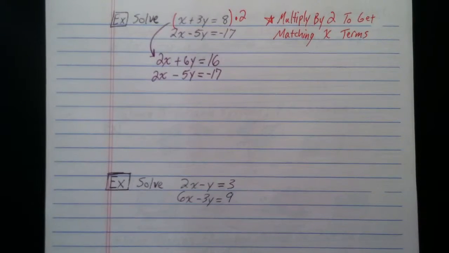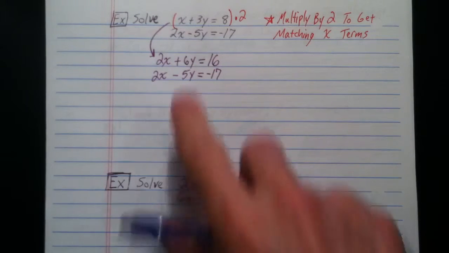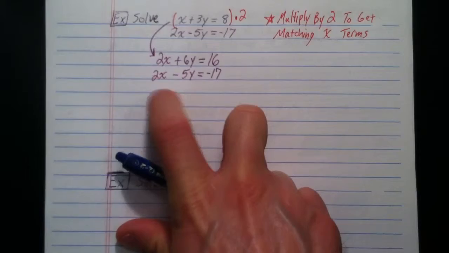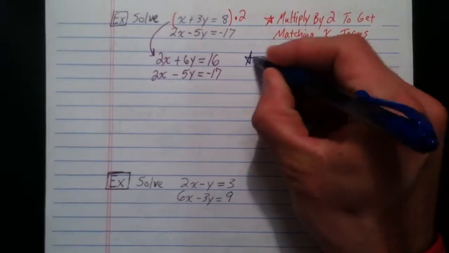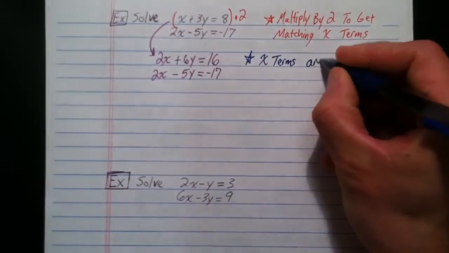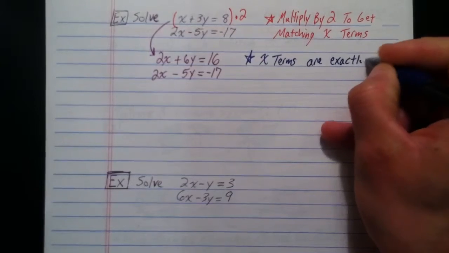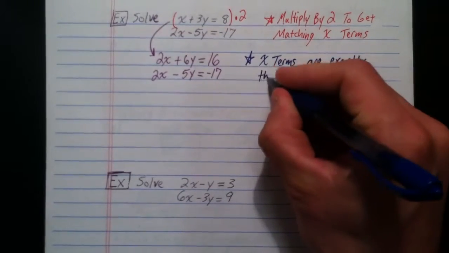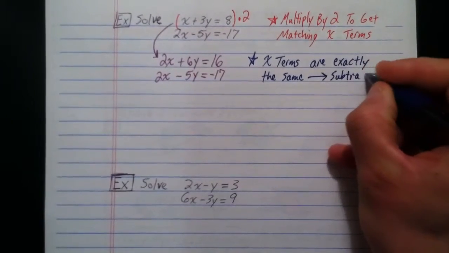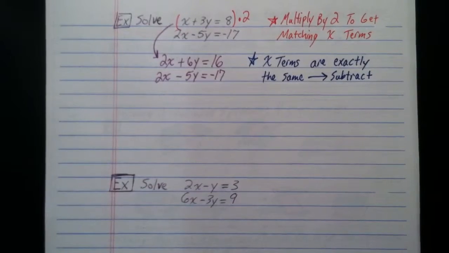Alright. Now the way I've had you set this one up is so that the x's essentially match each other, but that means we can't add these two equations to cancel out the x terms. We'd have to subtract, because 2x plus 2x would give us 4x. However, if we subtract 2x minus 2x, that would cancel it out and give us 0. So if the x terms are exactly the same, we have to subtract the two equations.